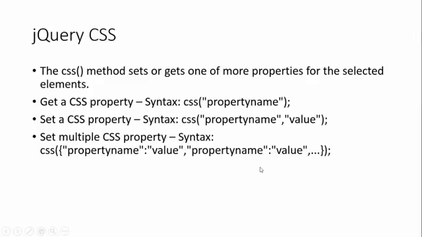jQuery CSS. The CSS method sets or returns one or more style properties for the selected elements. So we can get a CSS property with the syntax css("propertyname"). We can set a CSS property where the syntax is css("propertyname", "value"), like a name value pair, and set multiple CSS properties. The syntax is css({"propertyname":"value", ...}), and so on.